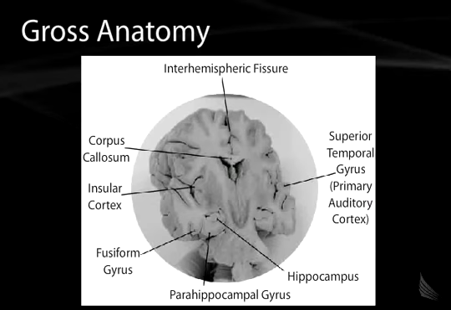Now let's look at a coronal section of the brain. Here we see the interhemispheric fissure dividing the two hemispheres. Next, you'll see the corpus callosum, the major fiber bundle connecting the two hemispheres. Next, you see an important structure in memory called the hippocampus. Just below that is the parahippocampal gyrus, and just lateral to that is the fusiform gyrus.